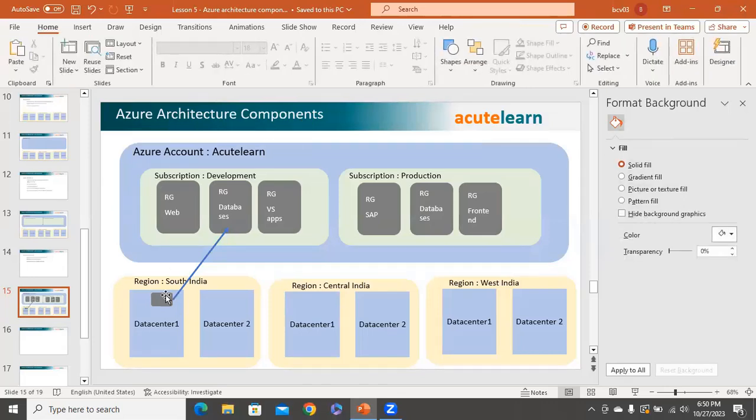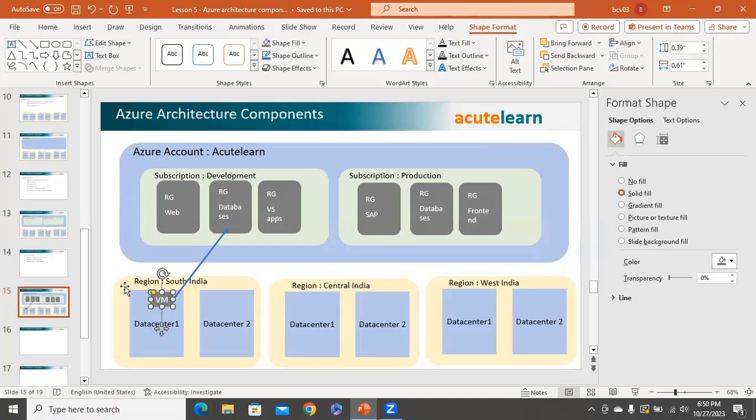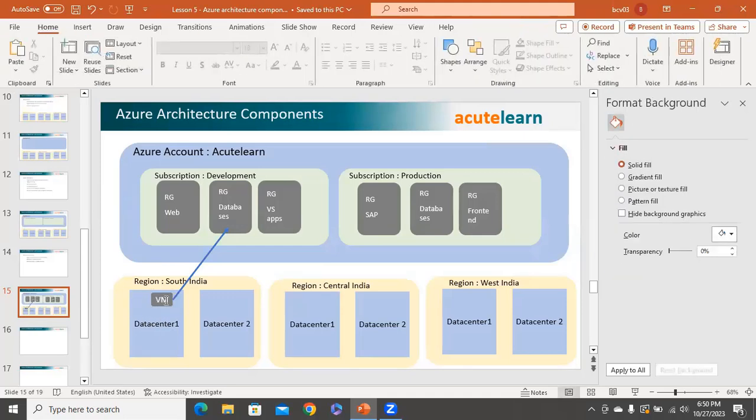Now, a VM as a resource is created in the South India region and belongs to a resource group. All the resources which belong to the VM will be created under this resource group. And this resource group belongs to a subscription called development, under a tenant, an account called an acute learn.